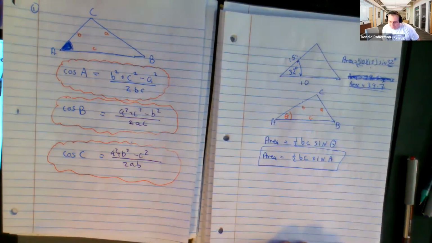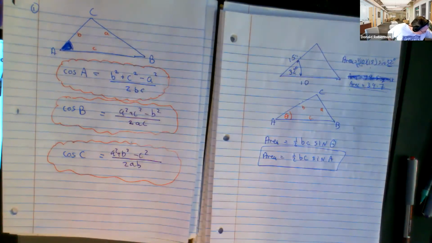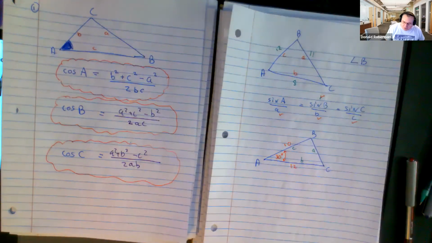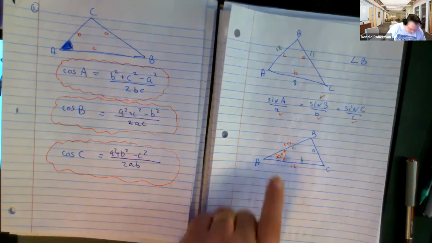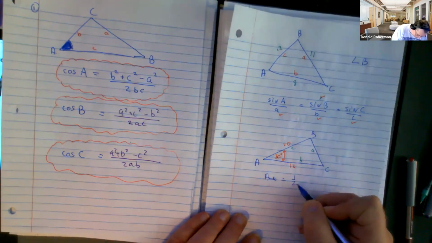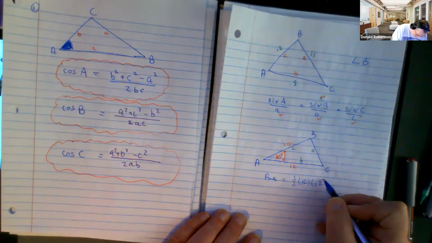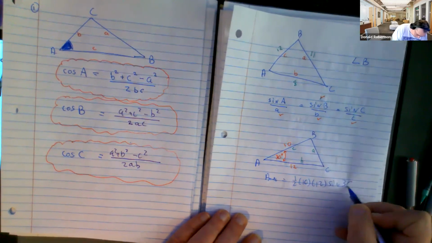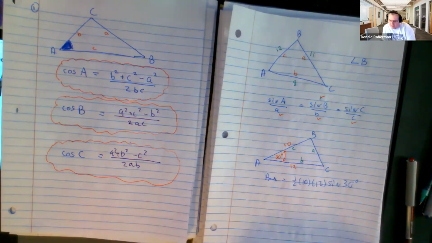Now, if I return back to a couple of guys that we've got, if you wanted to find the area of this triangle, wouldn't it be a half 10 times 12 times the sine of 30 degrees? Don't I not even need to call them A, B, and C?